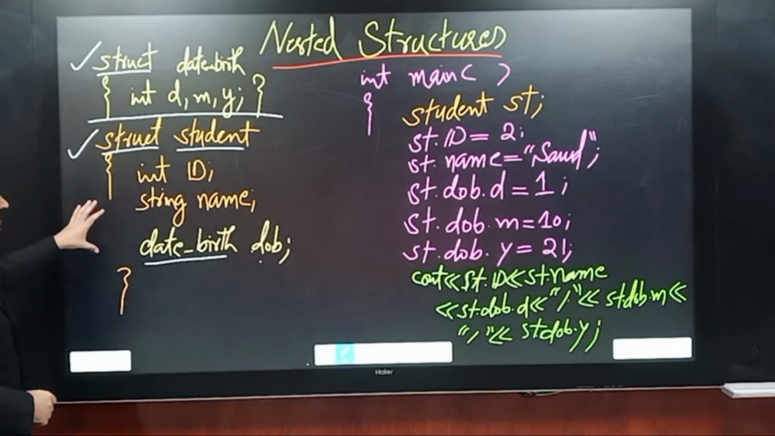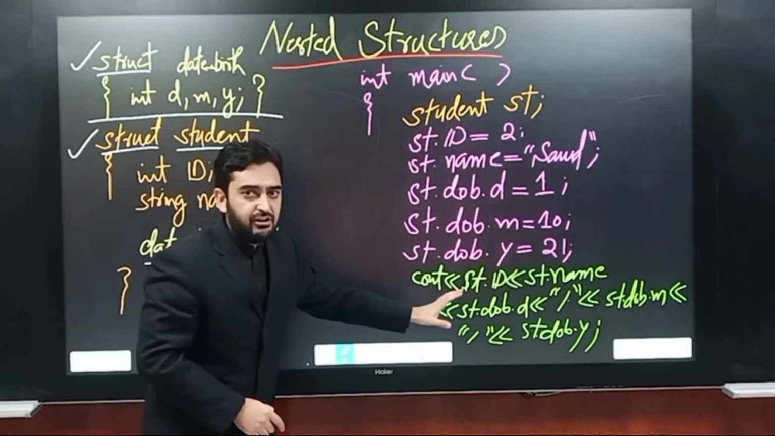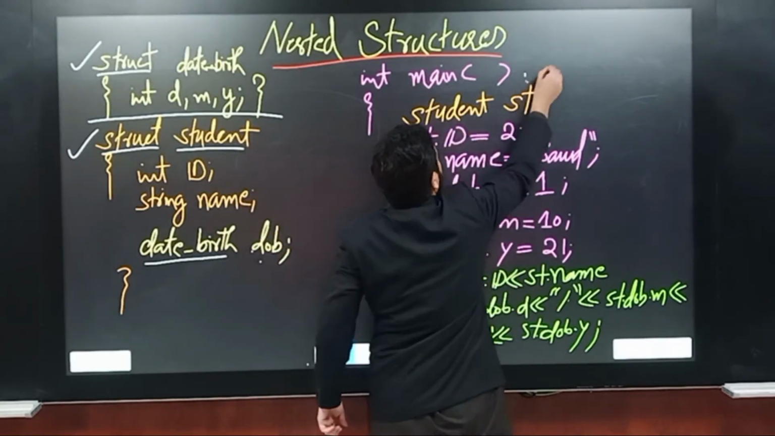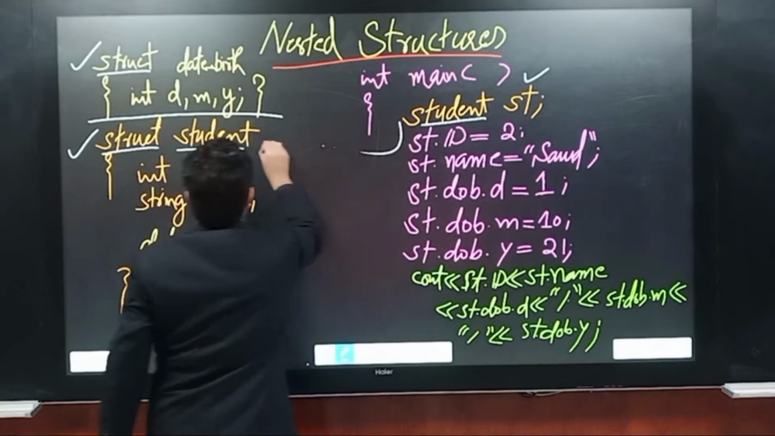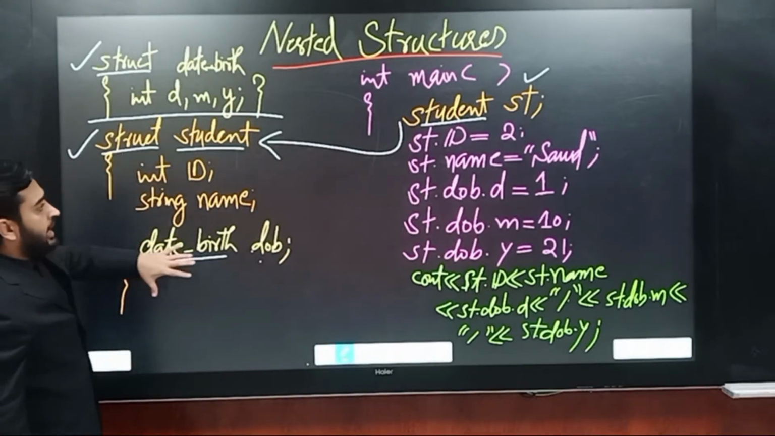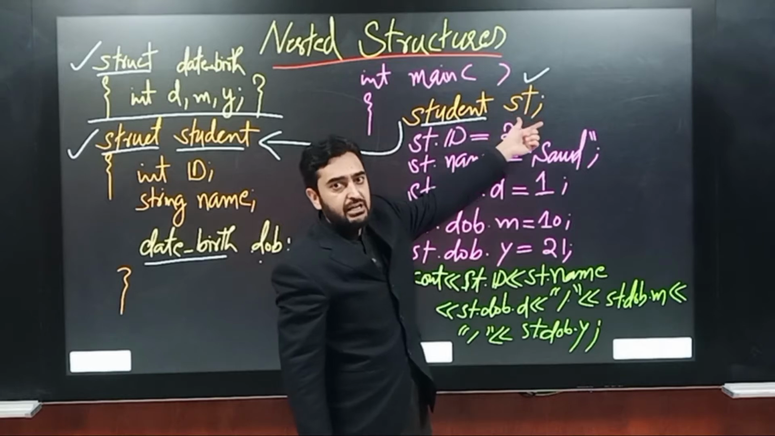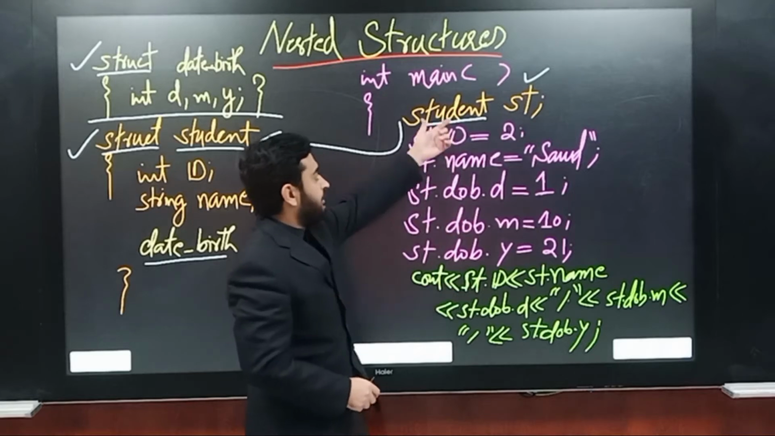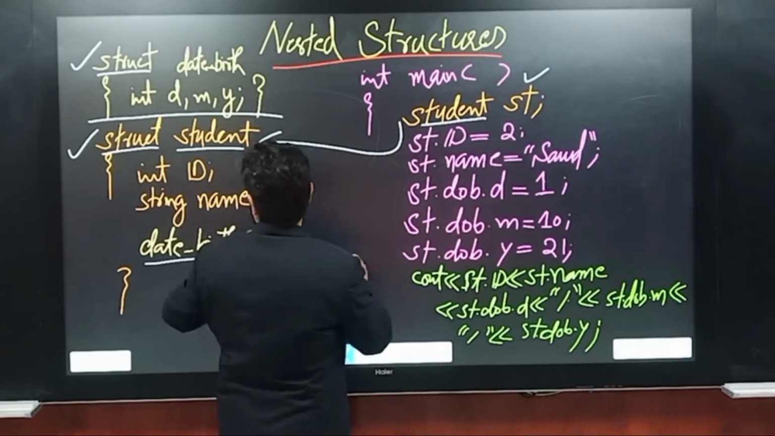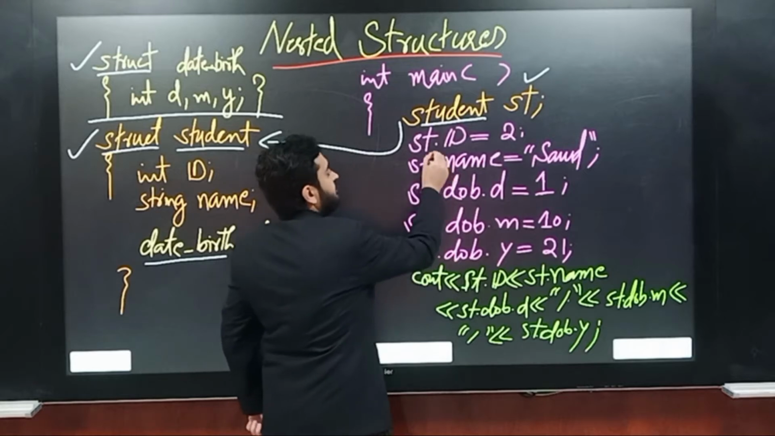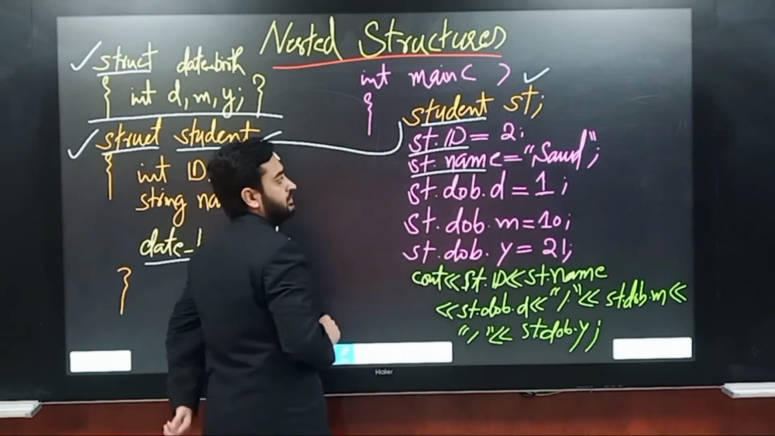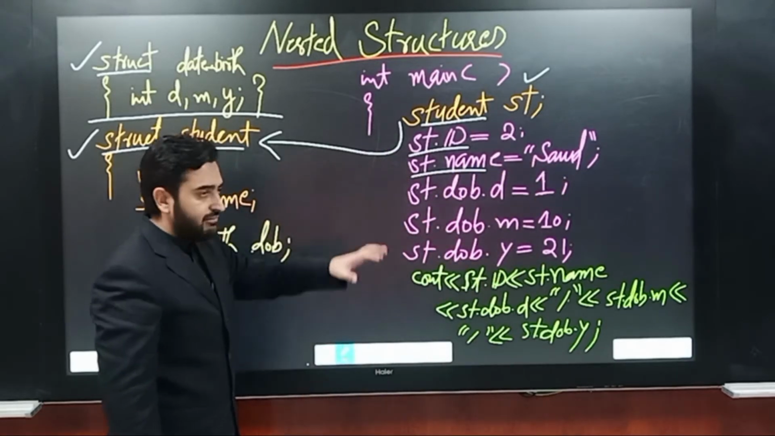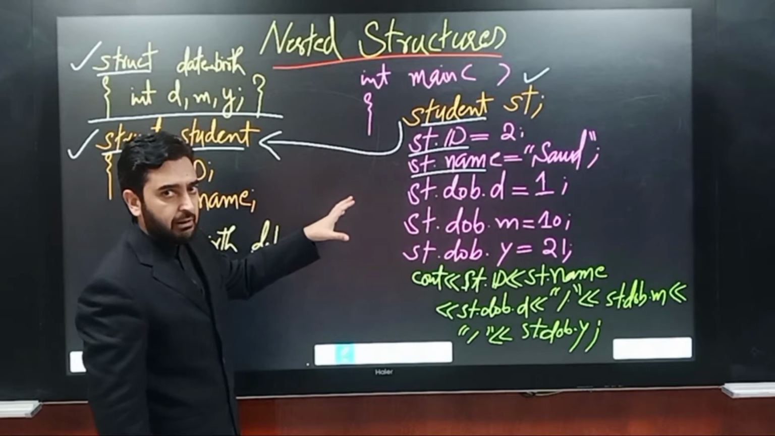So how can we use this structure in the main function? In the main function we have declared an object st of student type. So st is actually a variable, or you may call it an object, of type student. We have accessed these two, id and name, with the dot operator. Dot id is equal to 2, dot name is equal to Saud. So we have initialized values into these two data members.